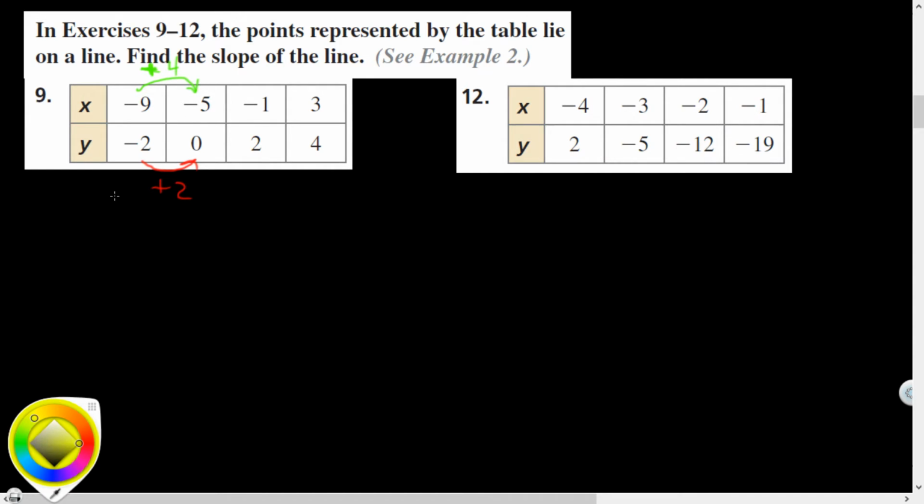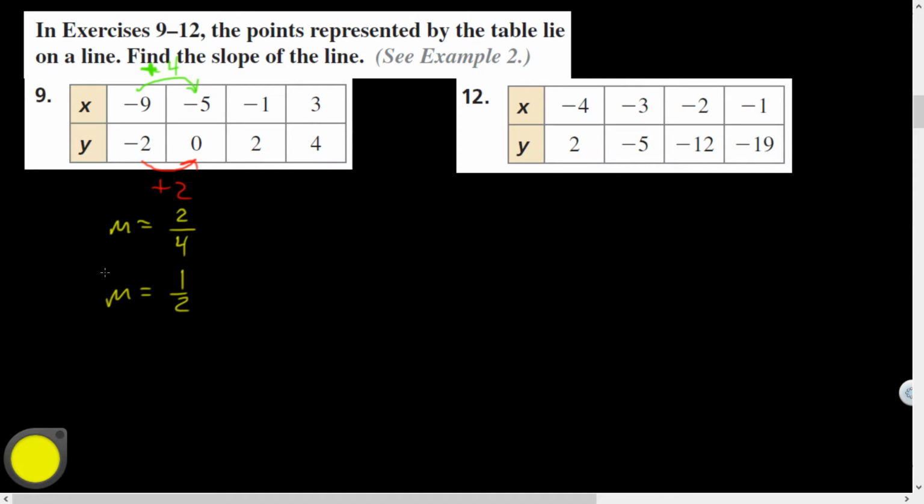So my slope, m, is going to be the change in y, 2, over the change in x, 4, and that reduces to a half because both of those are divisible by 2. 2 goes into 2 once and into 4 twice. If you need practice reducing fractions, you could probably find a video somewhere on my channel about reducing fractions. You could also check out Sal Khan at khanacademy.org. He'll help you out with reducing your fractions. That might be a prerequisite skill you should familiarize yourself with.